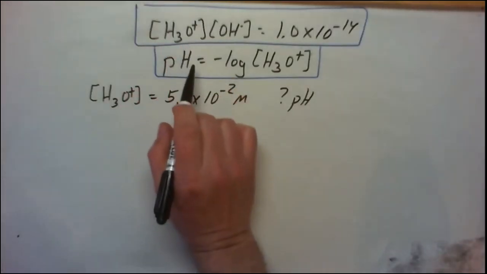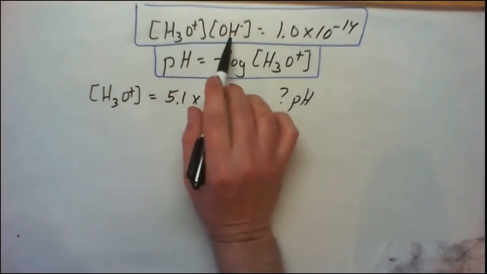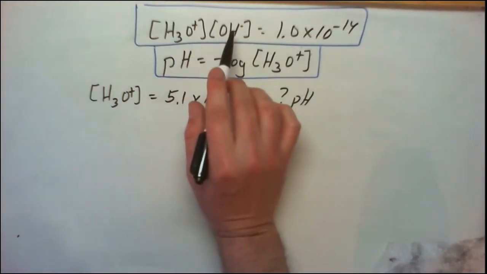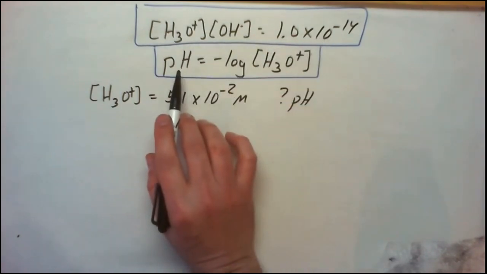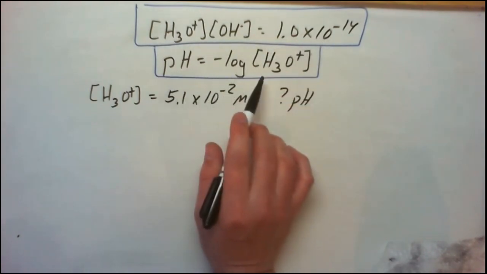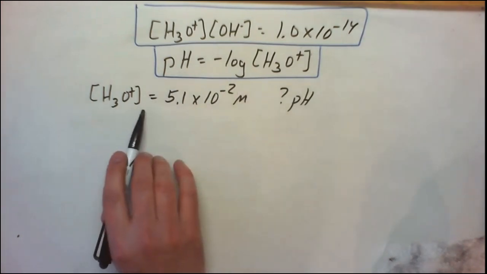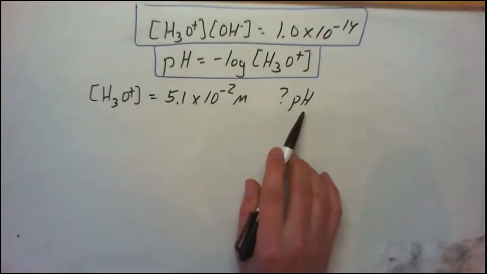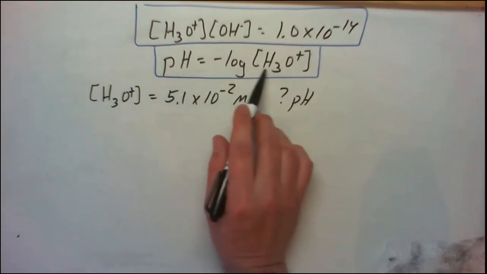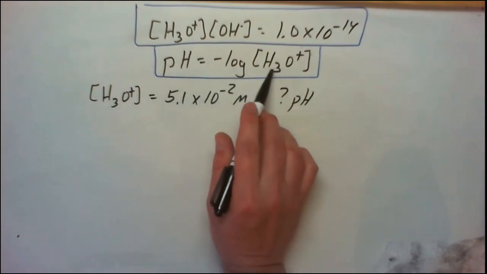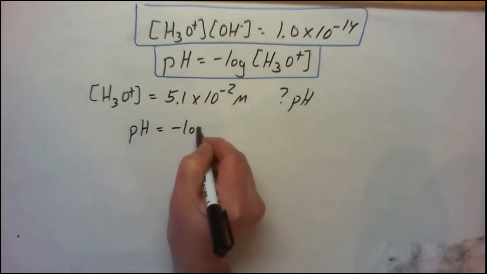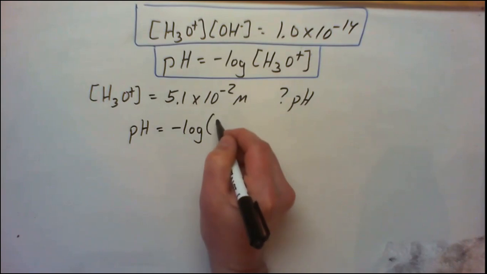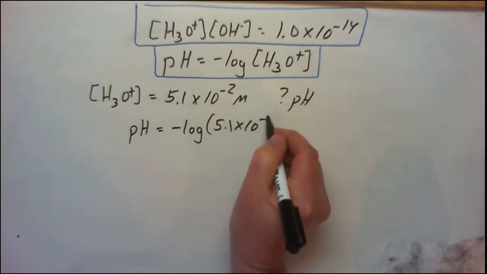We have our two equations between hydronium and hydroxide. The product of those two numbers, multiply this number by this number, must equal this number. And then our new equation, the pH equation: pH equals negative log of hydronium concentration. So in this case, we're given the hydronium concentration, and we want to find the pH. To find the pH from hydronium, I just plug that hydronium concentration into my equation. So we have pH equals negative log of the hydronium concentration, which is 5.1 times 10 to the minus 2.